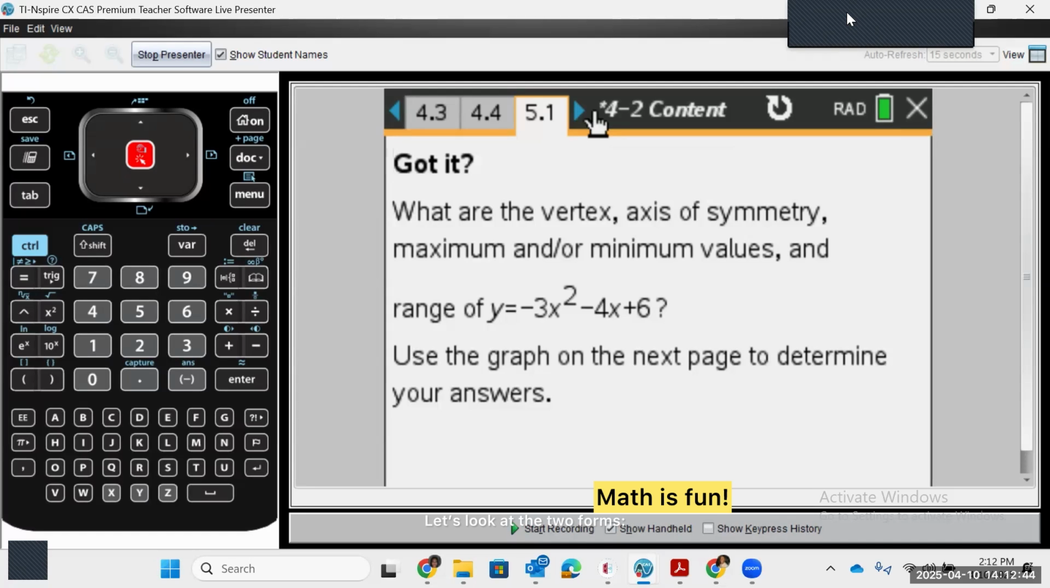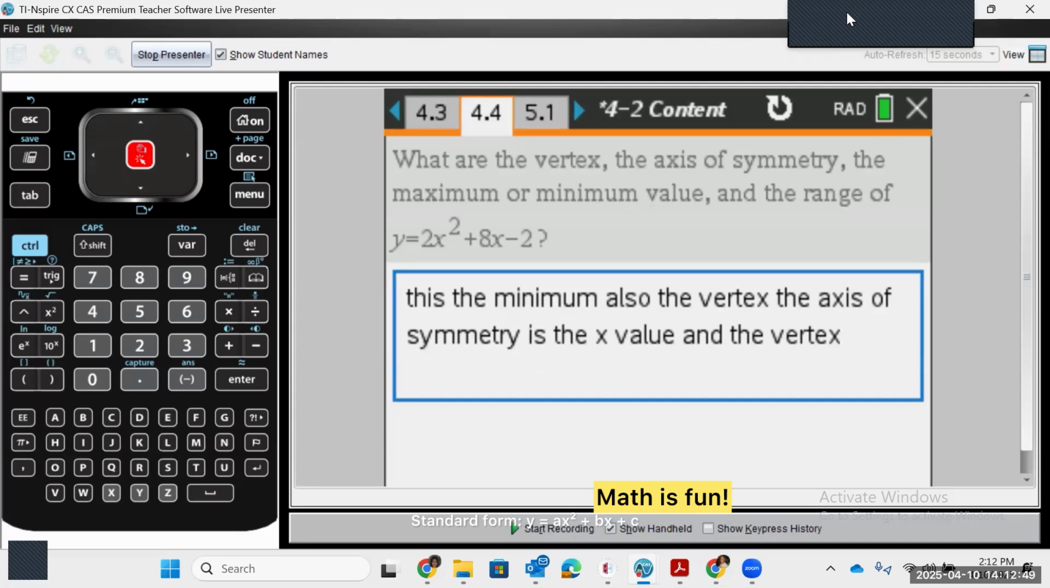Let's look at the two forms. Standard form: y equals ax² plus bx plus c. Vertex form: y equals a(x minus h)² plus k. They look different but represent the same parabola. Standard form reveals the y-intercept. Vertex form gives you the vertex immediately. Both are useful tools for analyzing graphs.